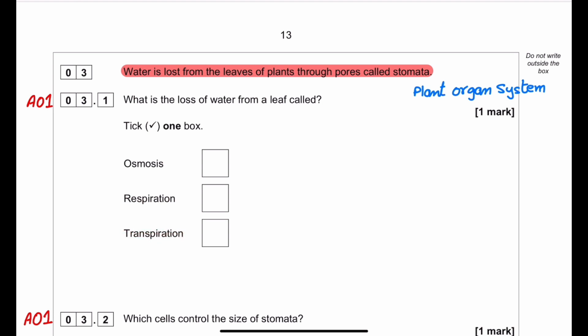Student must know the definitions of all of these three terms. Osmosis is the process of diffusion of water. Respiration is the process in which energy is produced. And transpiration is the process in which the water is lost from the leaves of the tree or a plant. The correct option is that it is called transpiration.